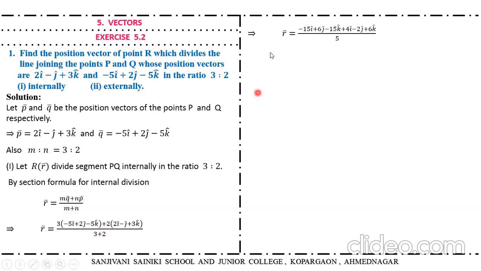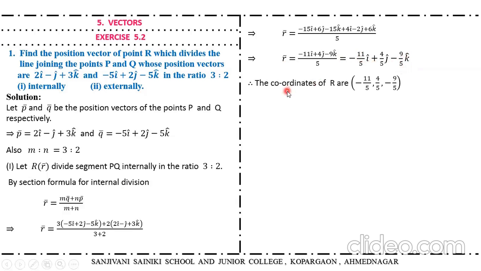After simplifying it, R bar is equal to (minus 15i plus 6j minus 15k plus 4i minus 2j plus 6k) upon 5, which implies R bar is equal to minus 11 upon 5 times i cap plus 4 upon 5 times j cap minus 9 upon 5 times k cap. So the coordinates of the point R which divides the segment PQ internally are minus 11 by 5, 4 by 5, minus 9 by 5.